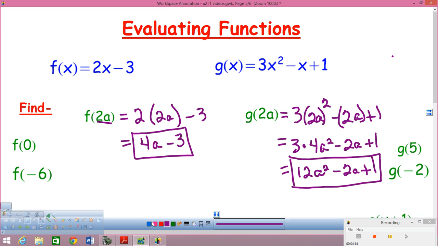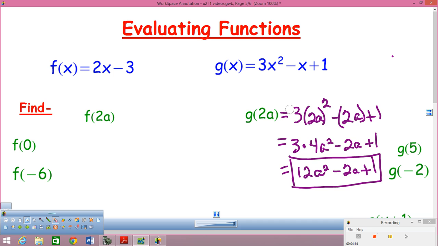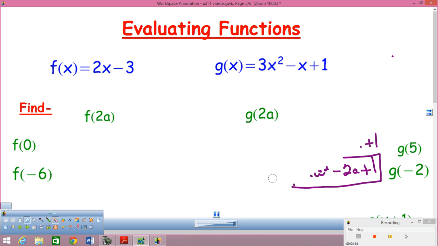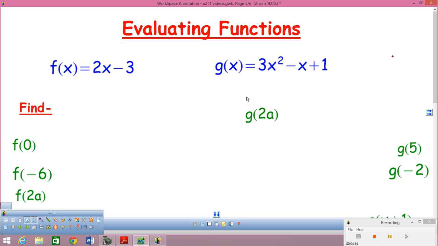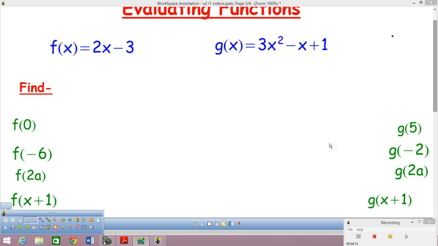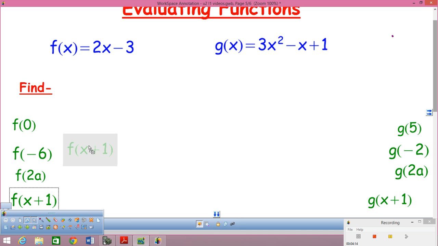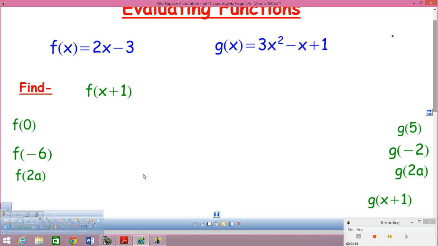Okay, let's make it a little bit more interesting and replace x with a binomial. Bi means 2. This will be an expression that has 2 terms. So let's get rid of that 2a. And I'm only going to put one of these up at a time this time. Give me a little more room. Okay, so now then, I'm going to do f of x plus 1.